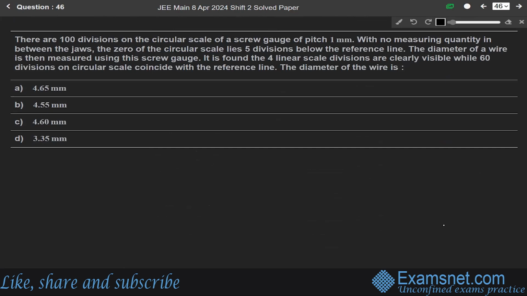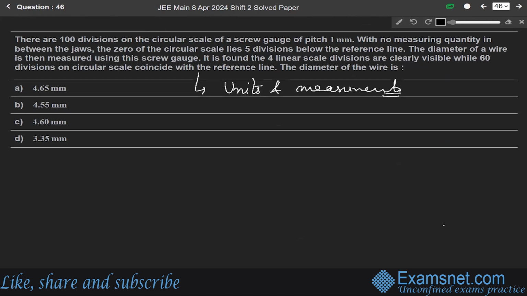Now question 46. There are 100 divisions on the circular scale of a screw gauge of pitch 1 mm. With no measuring quantity in between the jaws, the zero of the circular scale lies 5 divisions below the reference line. The diameter of a wire is then measured using this screw gauge. It is found that 4 linear scale divisions are clearly visible, while 60 divisions on the circular scale coincide with the reference line. The diameter of the wire is. So this question is from the chapter of units and measurements.